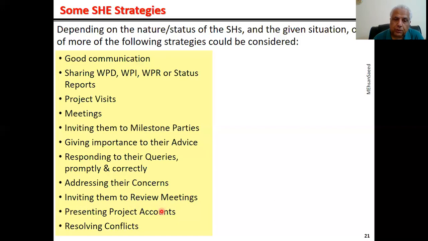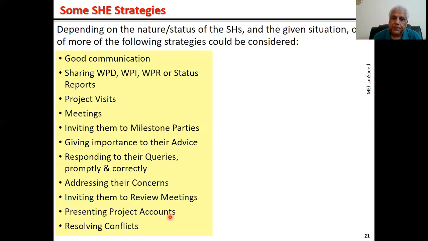And connected to that is present them with project accounts. There is no compulsion to present to them your project accounts, but if you really want to be transparent and he's a very important stakeholder, then you may have to present project accounts. In fact, many international companies and multinational companies who are funding projects in Pakistan do ask for project accounts so that they feel happy that whatever they are donating, it is being spent on a good project, on good causes, or on bona fide expenses. So presenting project accounts is for reasons of transparency, and it could be the requirement of the donor also.